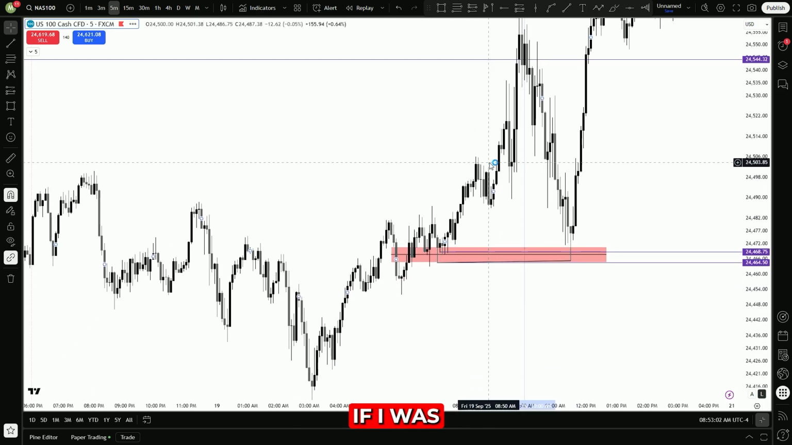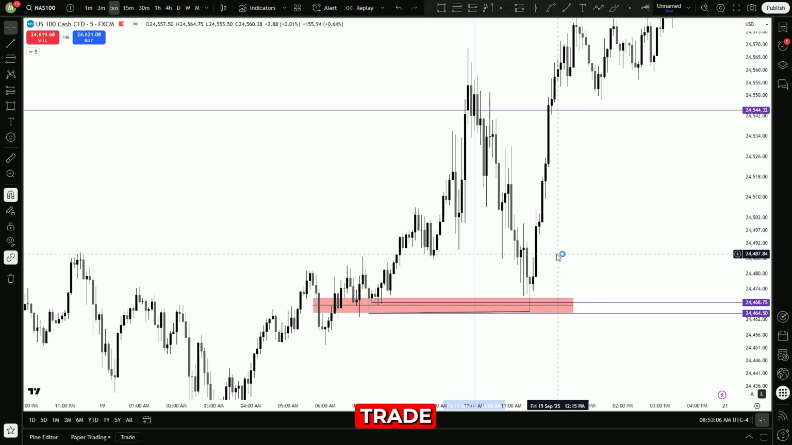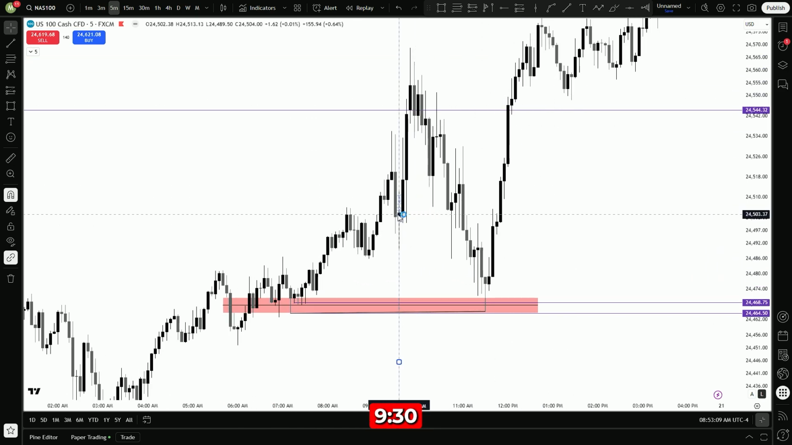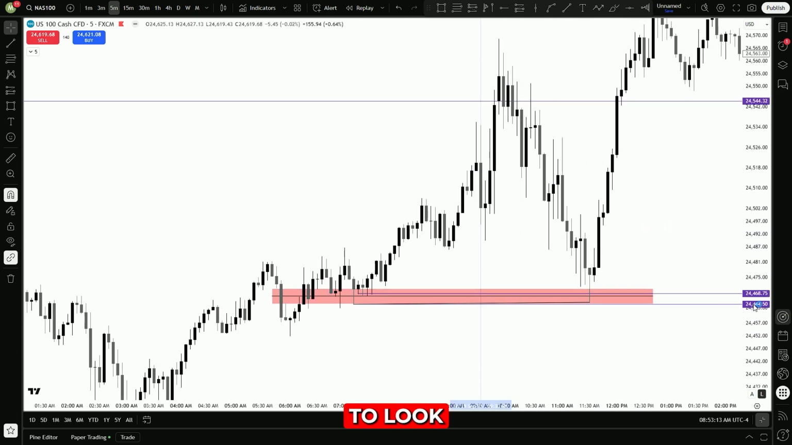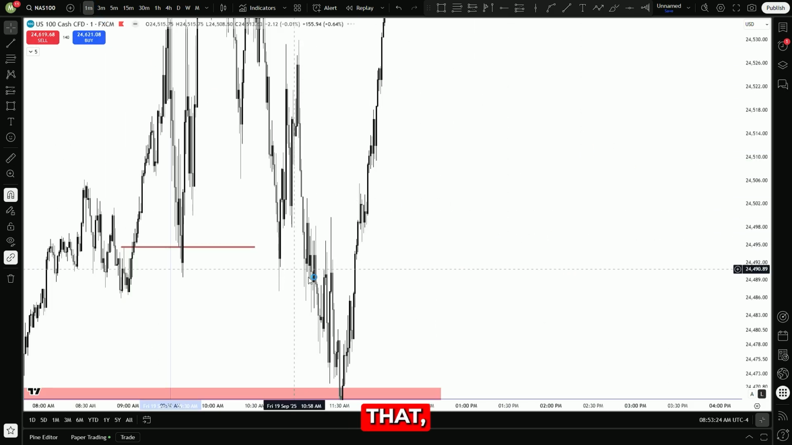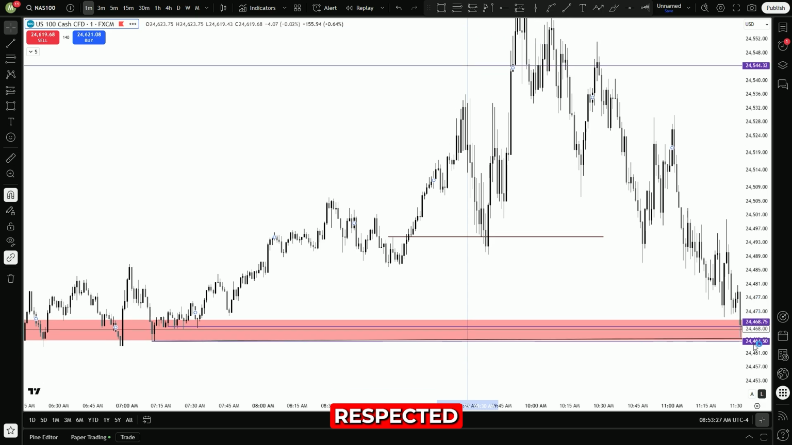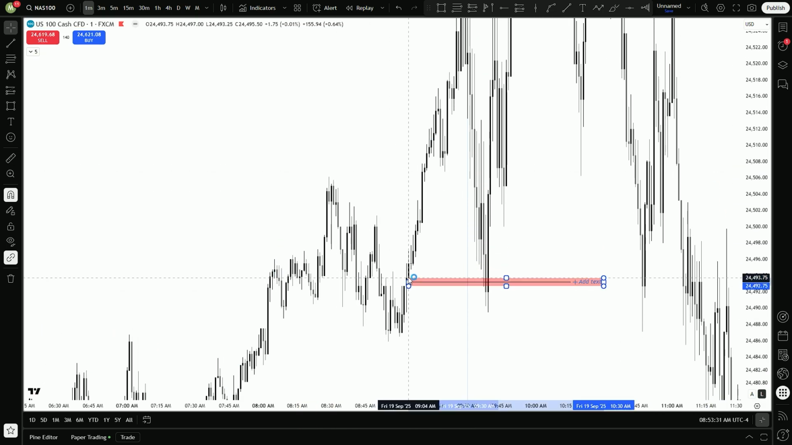And we moved toward the buy side. Now if I was trading this area, I'm going to trade this 9:30 candle. Let me just quickly drag to the 9:30. Yep. So on 9:30, what I'm going to look at is that we just tapped and rejected this area. I'm going to move to the 1 minute. If you see, we respected this 5 minute FVG, and on 1 minute we also got this FVG over here, a very small FVG which is getting respected.